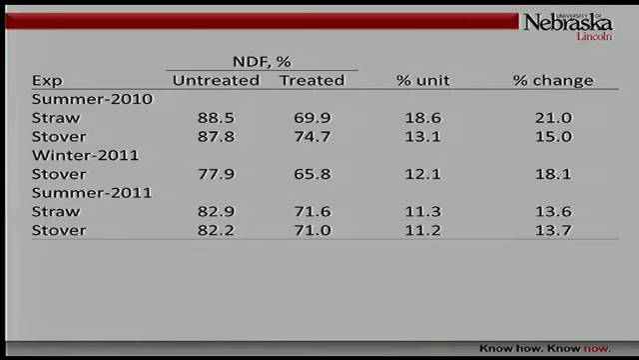As I said before, we get quite a bit of NDF that's solubilized compared to the original untreated. As a percentage unit decline, anywhere from 11 to 18 percentage units of NDF we're not picking up when we run it. As a percentage change, that's a 13 to 21% decrease in NDF, so to speak. It's still there, it's just not being recovered.